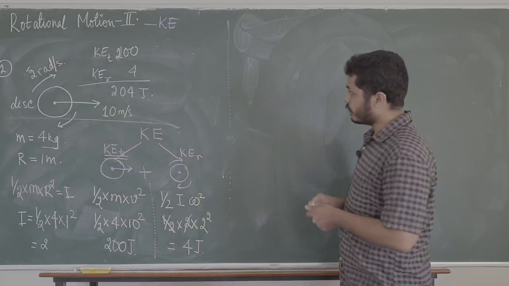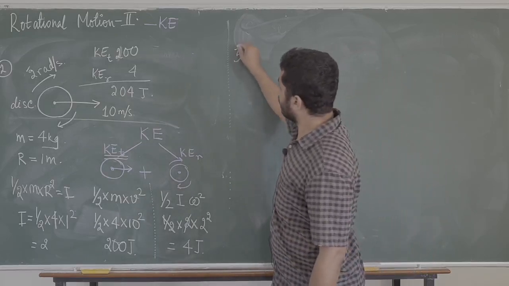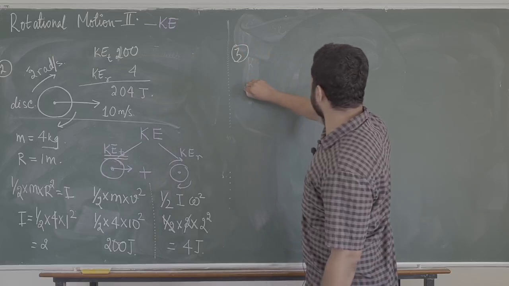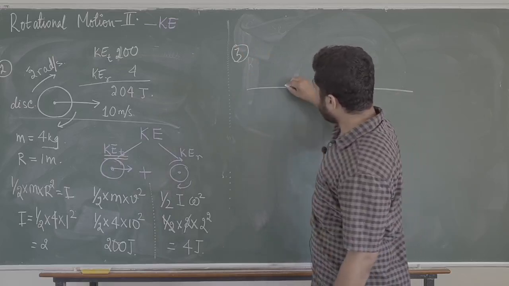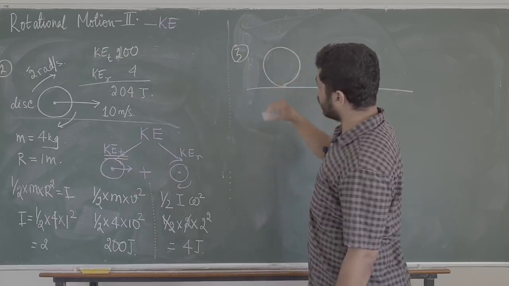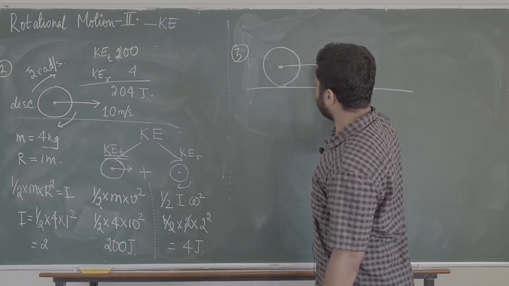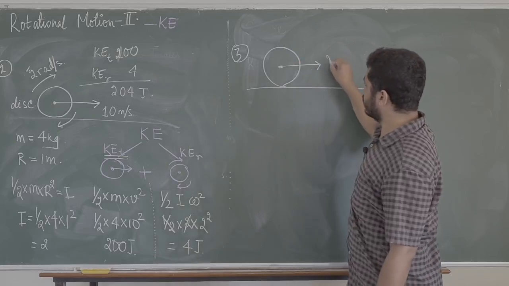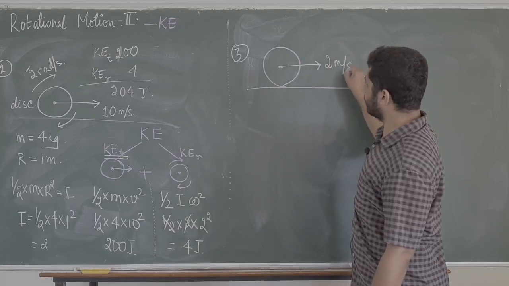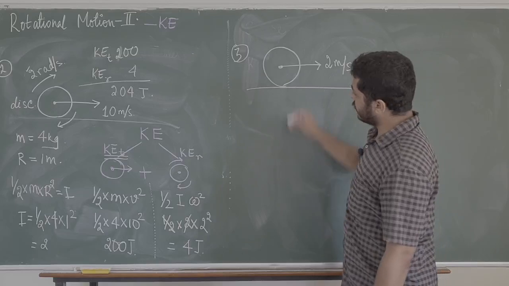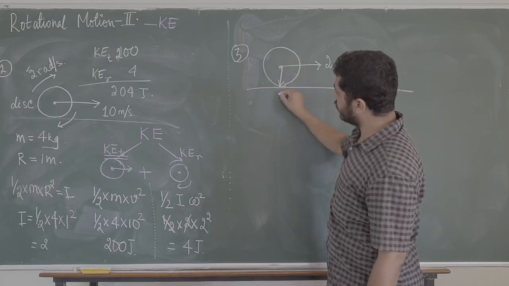Let's try another question. Okay, let's try one more question. Let us say that there is some kind of a surface, and on this surface there is a wheel. So this wheel could be anything. We'll see what this wheel is, and let us say its velocity is 2 meters per second. Some values. Let us say the radius of the wheel is 2 meters.